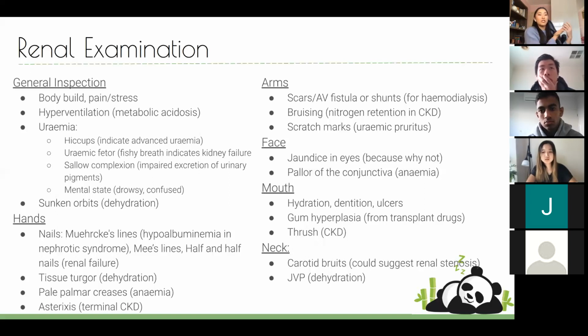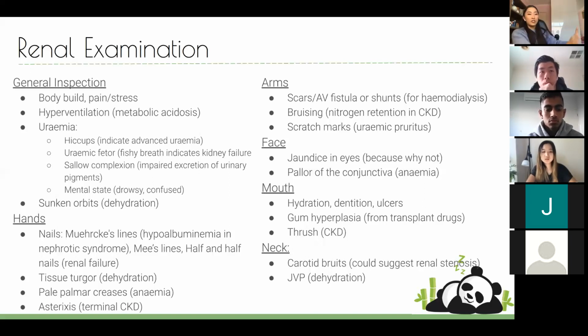You look for pale palmar creases. So it's important to actually press and sort of stretch out the creases when you're looking for palmar creases. And that can indicate anemia. And then asterixis, arms up 30 seconds, and you're looking for the flap in CKD.